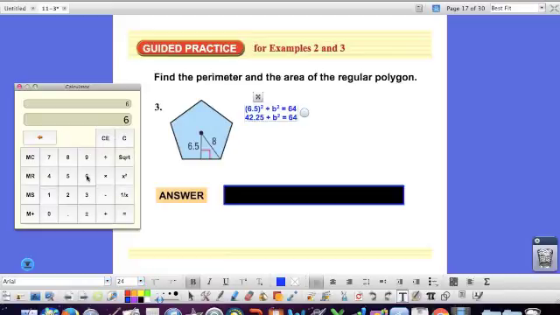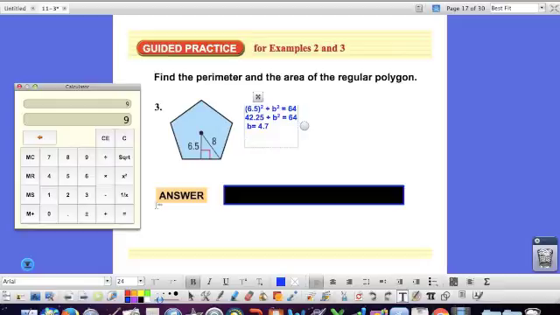So 64 minus the 42.25 is that number. I need the square root of that. So I'm looking at b is equal to about 4.7. I'm going to leave that in my calculator, because there's actually two of these.